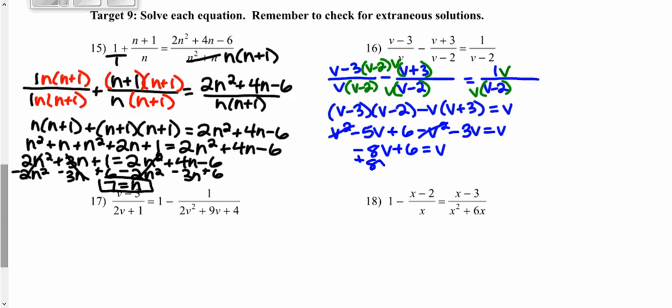I'm going to add 8v over. So I get 6 equals 9v. And if I divide by 9 and simplify that fraction, I get v equals 2/3. And I'm checking to make sure that would not make any of my denominators equal to 0, and it would not.